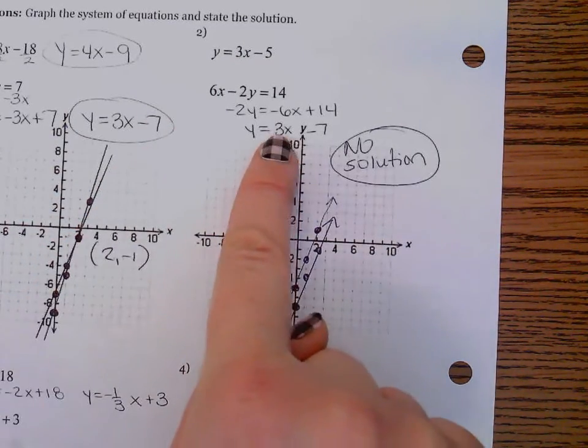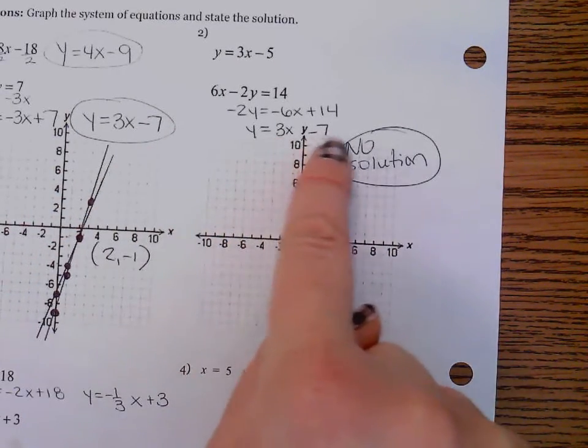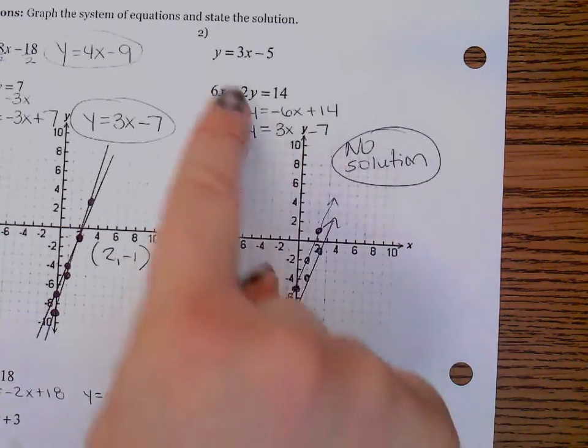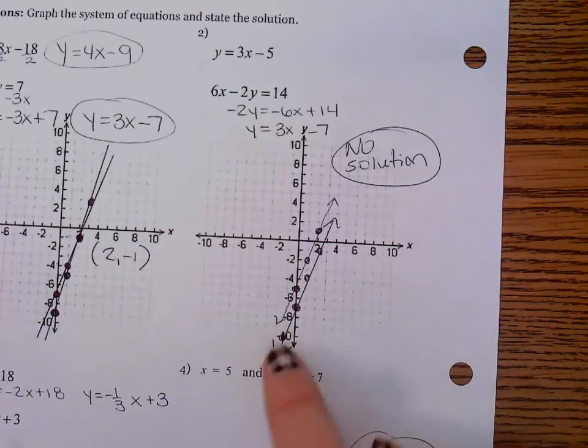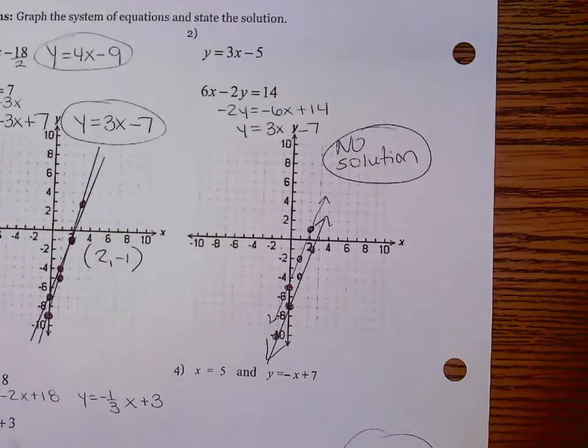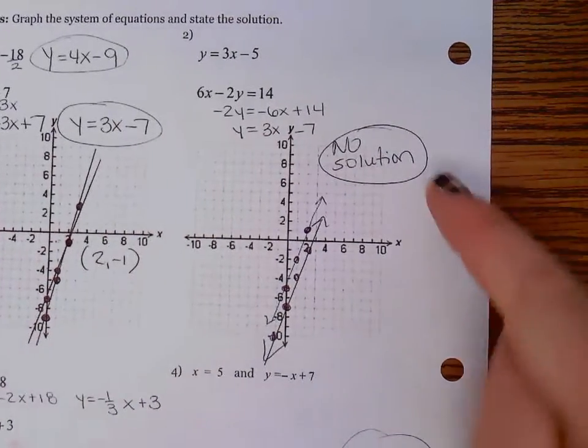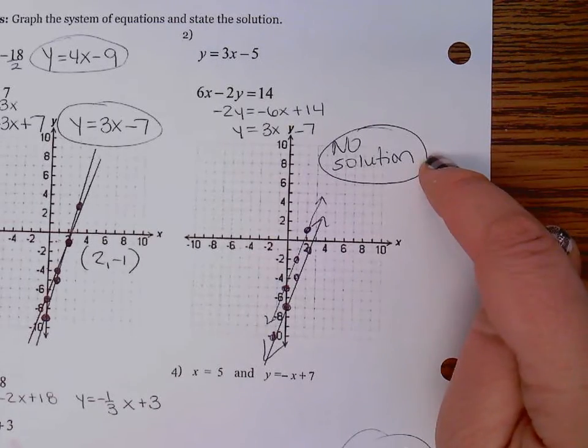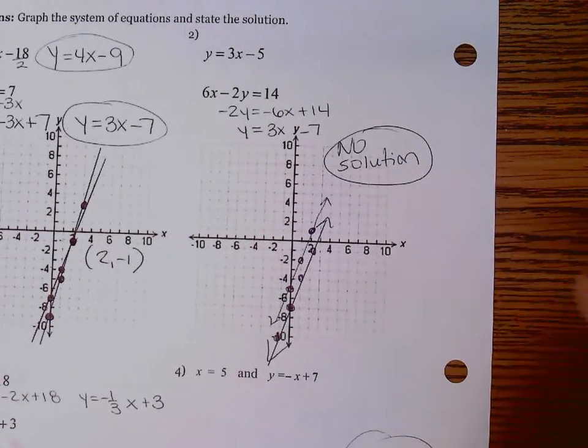So in number 2, when you solve the second equation for slope-intercept form, you end up still getting 3x as your slope and then a different y-intercept. So 3x minus 7 compared to 3x minus 5. So when you graph them, they are parallel. So there is no solution for number 2. So make sure that you actually write no solution, not just parallel or don't write anything.